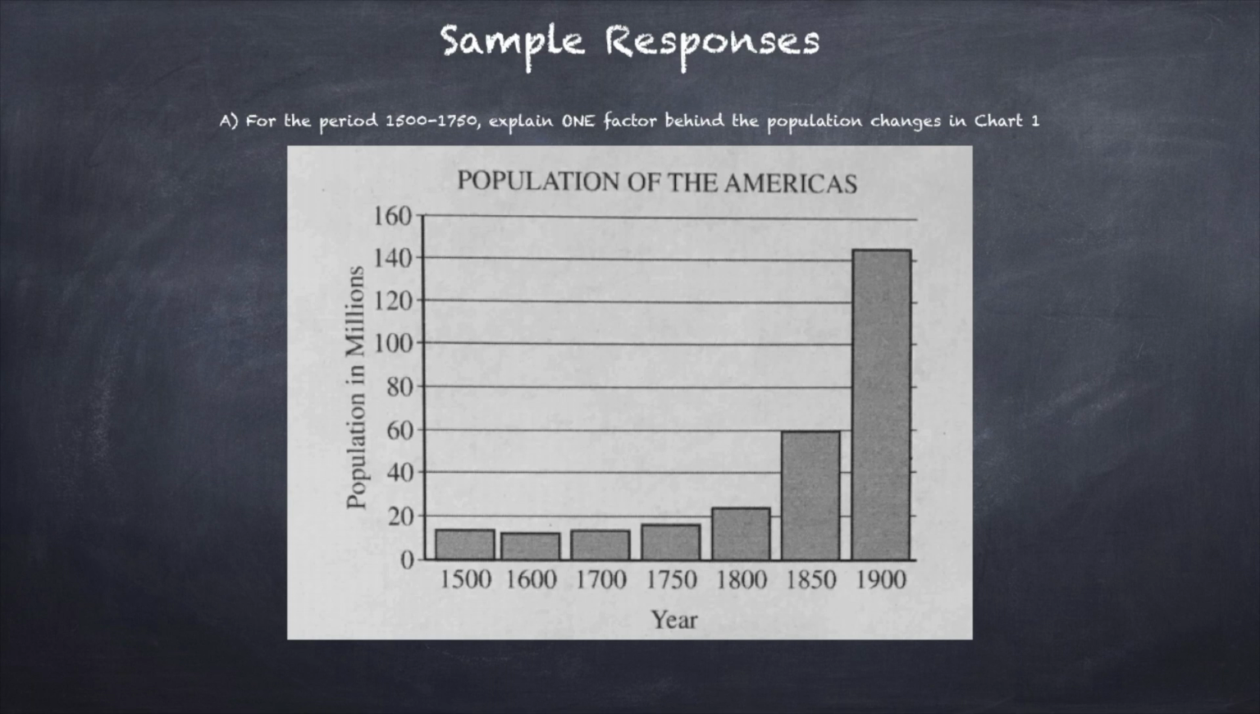A says, for the period 1500 to 1700, explain one factor behind the population changes in chart 1. Now, it's extremely important that students parse these prompts out. I like them to write directly on the test when I give them. I like them to circle keywords and operative verbs.